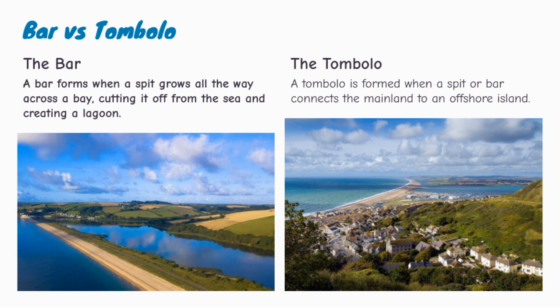A tombolo is different. A tombolo forms when a ridge of sand or shingle connects the mainland to an offshore island. This happens because wave energy is reduced in the sheltered area between the island and the mainland, allowing sediment to build up. So the difference is, a bar crosses a bay. A tombolo connects an island to the mainland. Both are formed by deposition, but they connect different things.